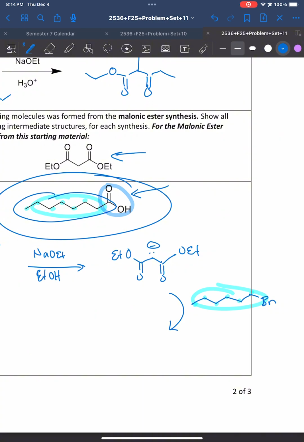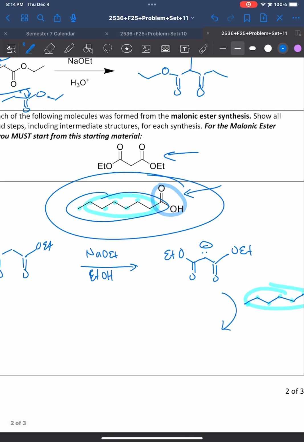So the intermediate here is going to look something like this. ETO, boom. And that's just basically going to react at the negatively charged alpha carbon. So we have 1, 2, 3, 4, 5, 6. As you saw here, 1, 2, 3, 4, 5, 6. Keeping track of all your carbons is going to be really helpful if you ever get lost.